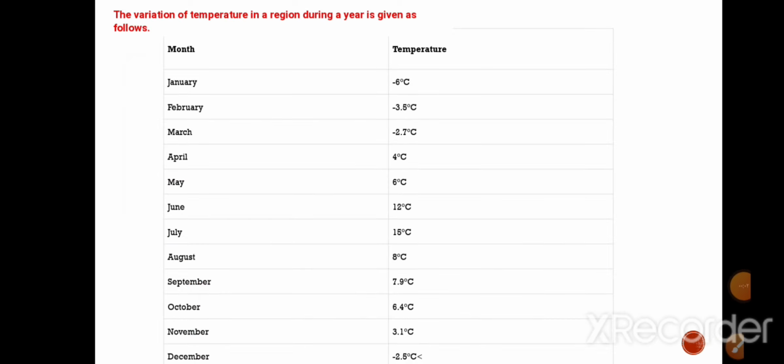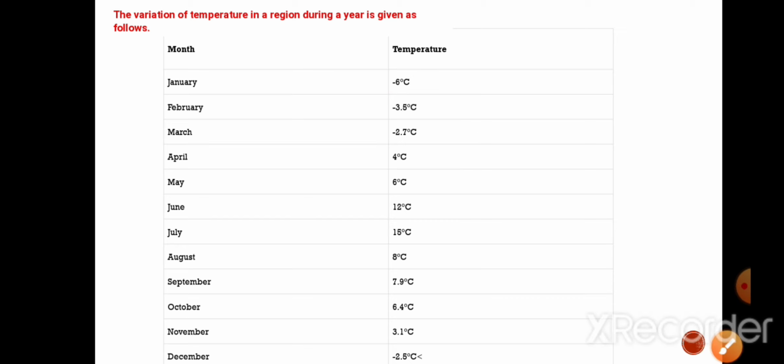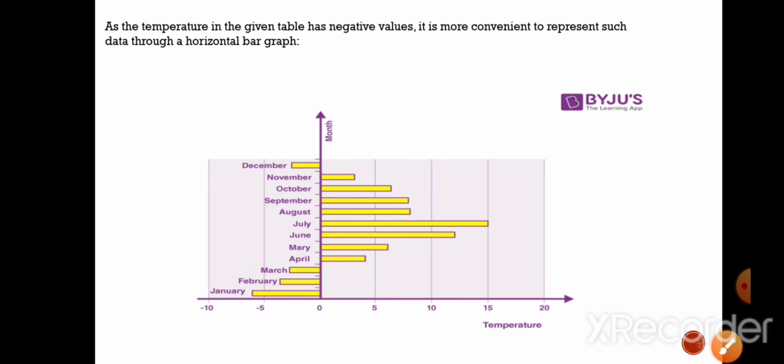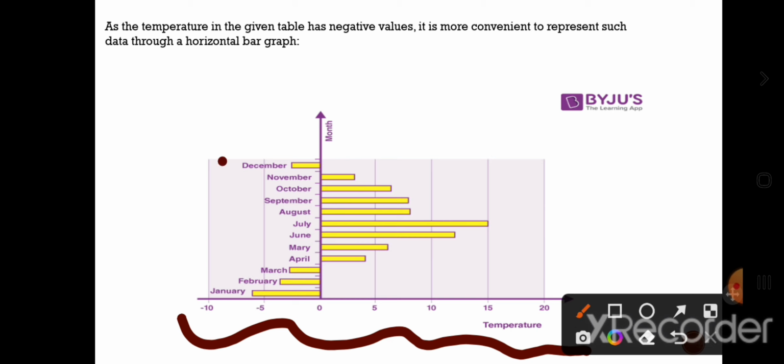So let's take an example about the bar chart. Here we have data about temperature in a region during 1 year. As we look at the table, we see that we have a negative value and a positive value. So here it is better to use the horizontal bar. On the horizontal bar, after we declare the temperature and month name, we declare the data by using the horizontal line.